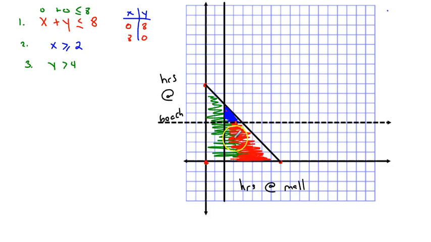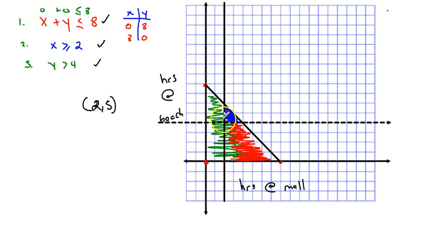So a possible solution here, let's say I pick this coordinate here. This would be an x value of 2, and a y value of 1, 2, 3, 4, 5, so a y value of 5. If I plug this back into my first equation, 2 plus 5 is less than or equal to 8, is that true? Check. X is greater than or equal to 2, is that true? Yeah, because 2 is equal to 2. And 5 is greater than 4, is that true? Yeah, check. So that's one of my solutions, all right?